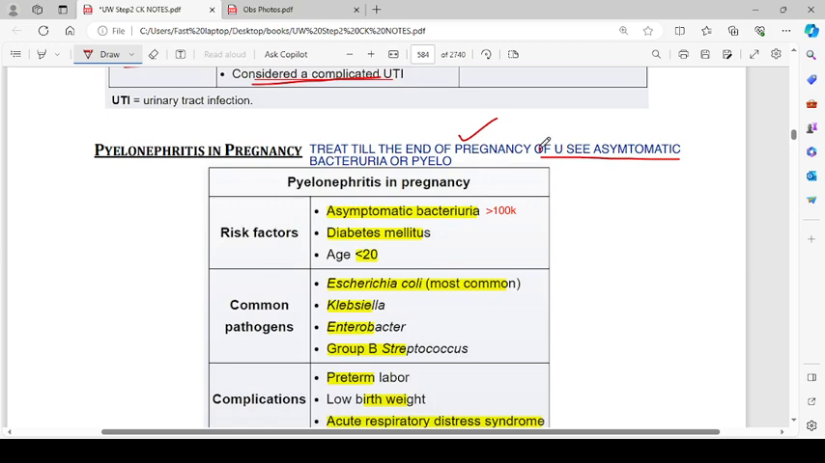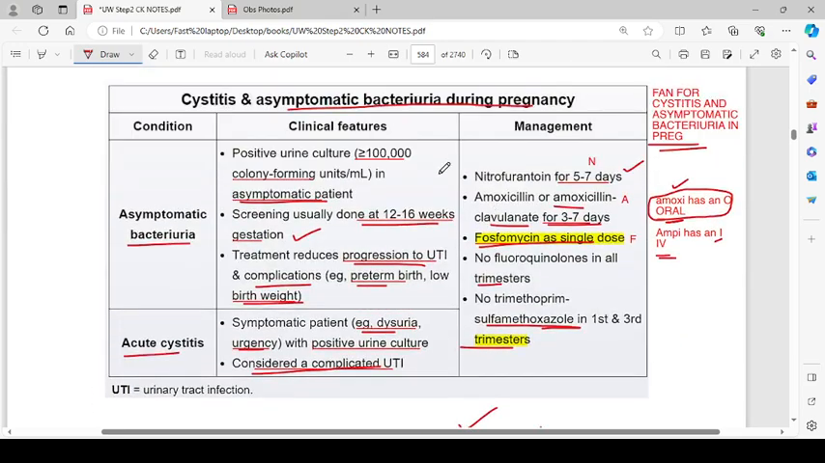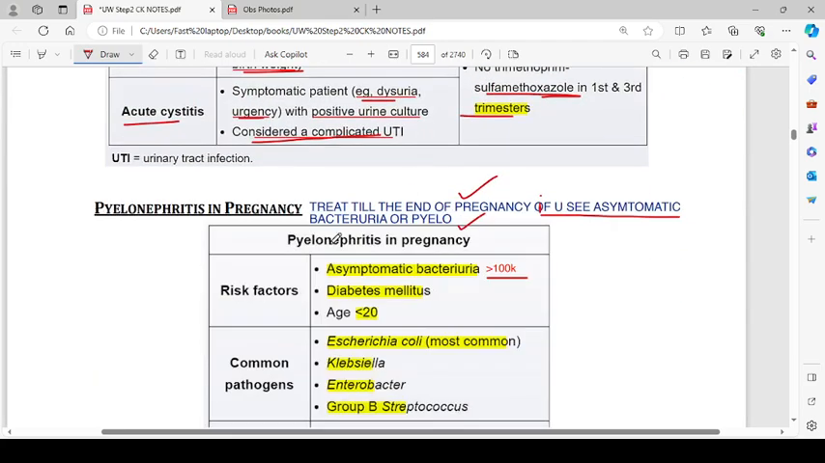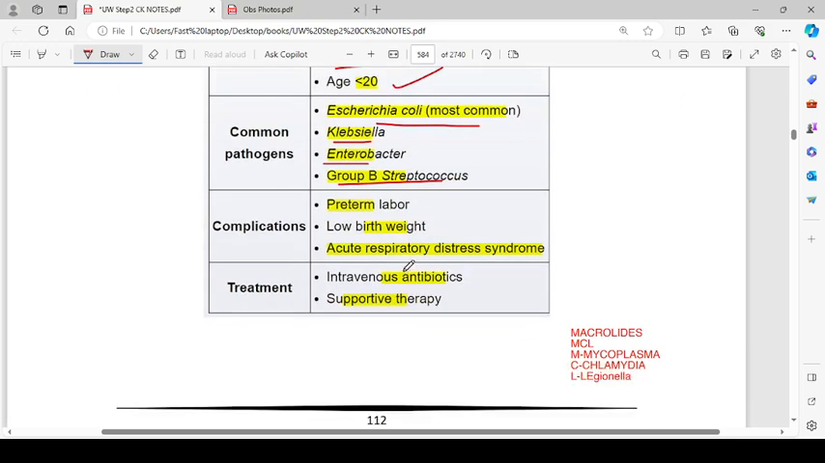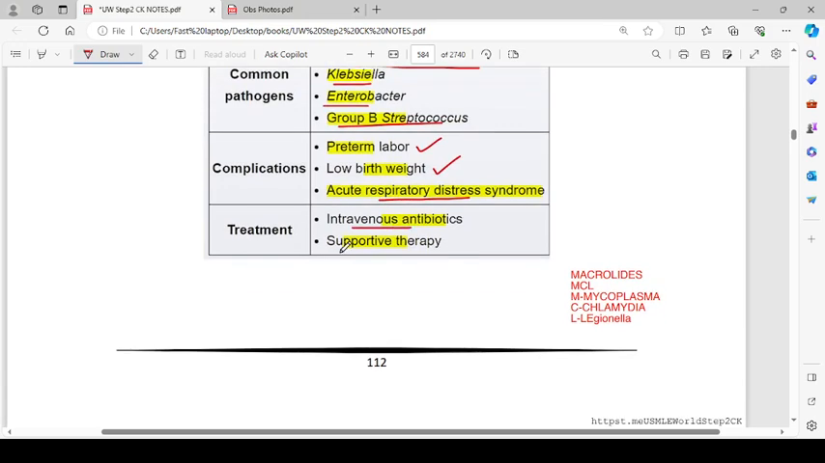If it's not O and it is U, if you see asymptomatic bacteriuria or pyelonephritis. Pyelonephritis in pregnancy risk factors are asymptomatic bacteriuria, that is more than 100,000 colony forming units, then diabetes mellitus and age less than 20. Common pathogens are E. coli, most common, then Klebsiella, Enterobacter, and group B Streptococcus. Complications are preterm labor, low birth weight, acute respiratory distress syndrome. Treatment is intravenous antibiotics and supportive therapy.